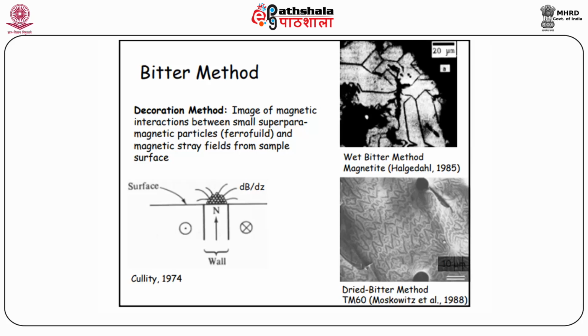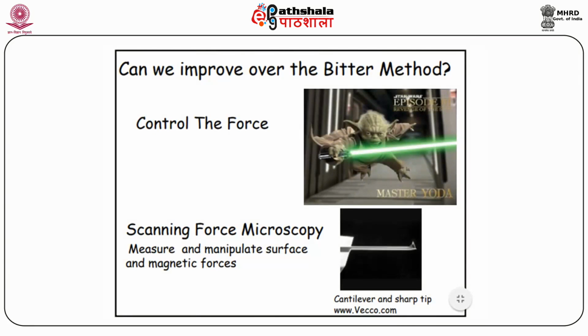This has been indicated in the diagram, and the wet Bitter method picture that one gets of magnetite has also been shown here. The dried Bitter method image has also been shown in the figure. Can we improve over this Bitter method, about which we had talked about in the last slide? Yes, we can, with the help of the control force principle.